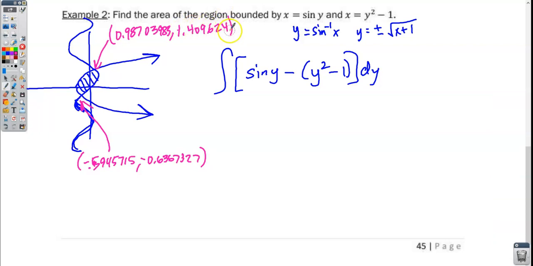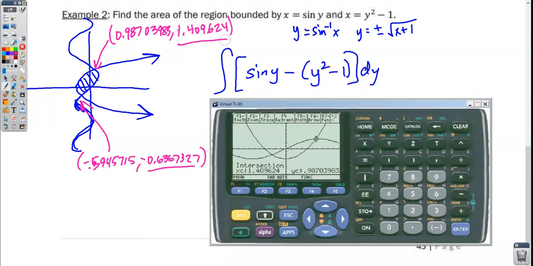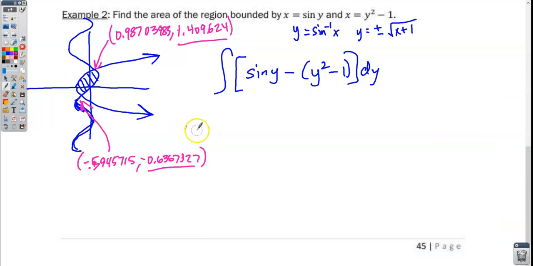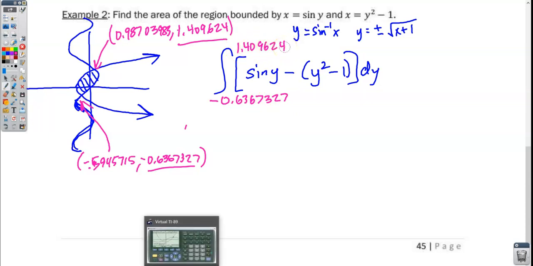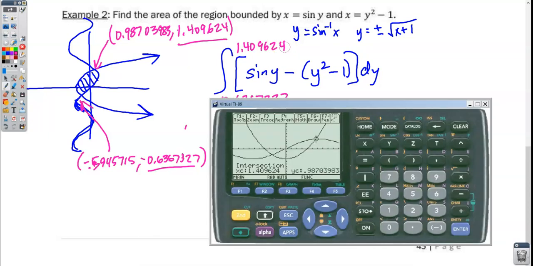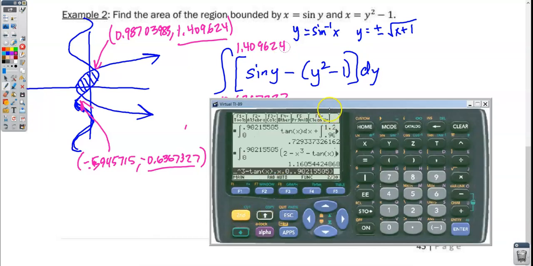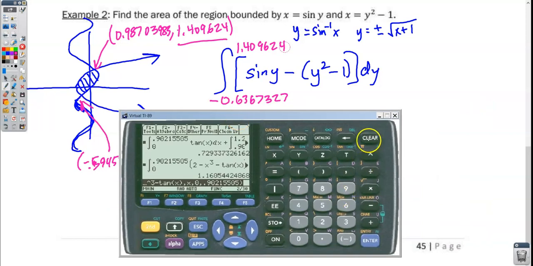Now, in reality, I want the y coordinates of these points as my limits of integration. So since I took the inverse when I graphed this, I actually want the x coordinates from my calculator as my limits of integration. But we'll put these in, and that enables us to get around the fact that I couldn't get that intersection point because of the limits on the domain and range of the arcsine function. And now I can go ahead and calculate this integral.